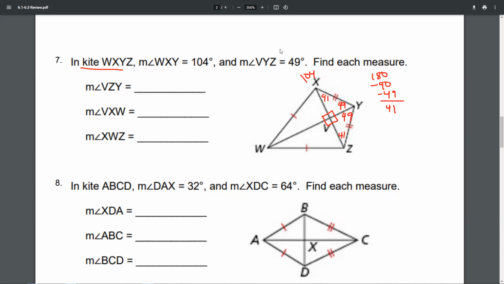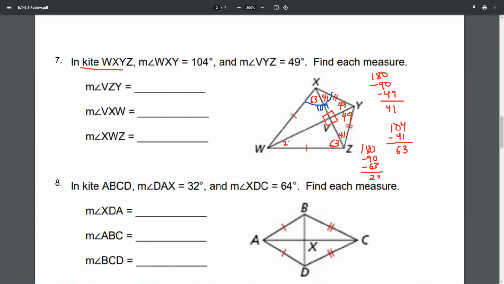Okay, now we know that this whole angle here is 104. So that means these 2 smaller angles need to add up to 104. So what we're going to do is 104 minus 41, which is going to give me 63. Okay, and if that's 63, the one across from it on the other side is also 63. And then we can do 180 minus 90 minus 63, which will give me 27.